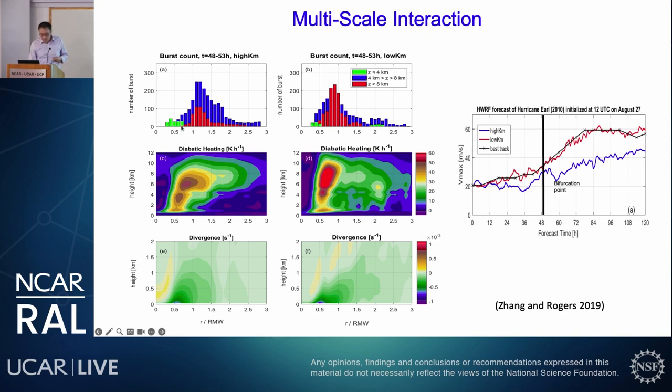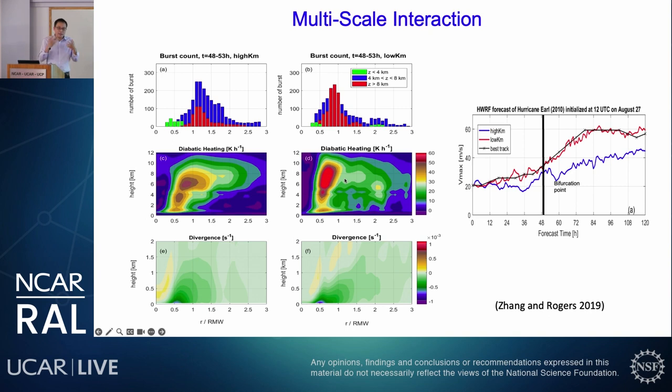For instance, the green color is below 4 kilometers. The blue color is between 4 and 8 kilometer altitudes, and the red color is when the burst occurs at an altitude higher than 8 kilometers. Those are the deep convection. So what we found is that there is a lot more deep convection for the low KM case than the high KM case, and they are also co-located with this larger diabatic heating.